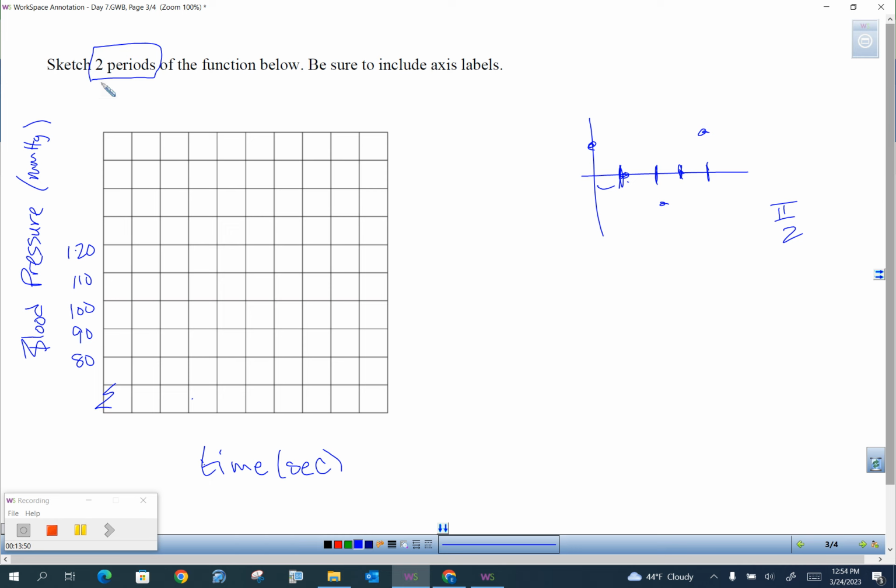And 2 periods for us is less than 2 seconds. So if you are going to count by 1, you want to stretch it out. So like 1 is here and 2 is here. What I'm going to show you instead is talking about graphing using the period.